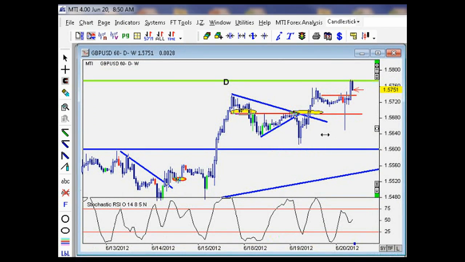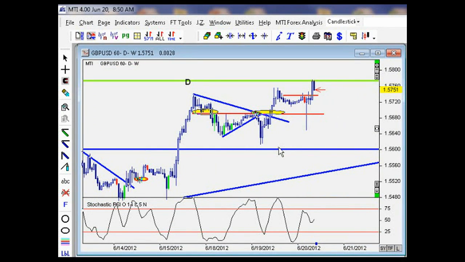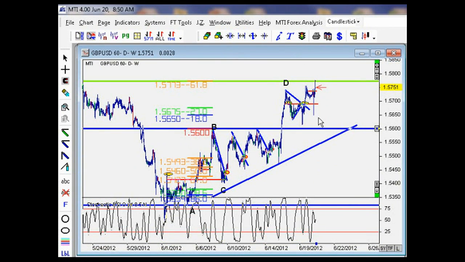Now, on my 1-hour time frame, basically, I'm just looking for a reversal. So I'm looking for a bearish candlestick formation. I'm looking for the market to make lower lows, lower highs. My D extension was fulfilled.